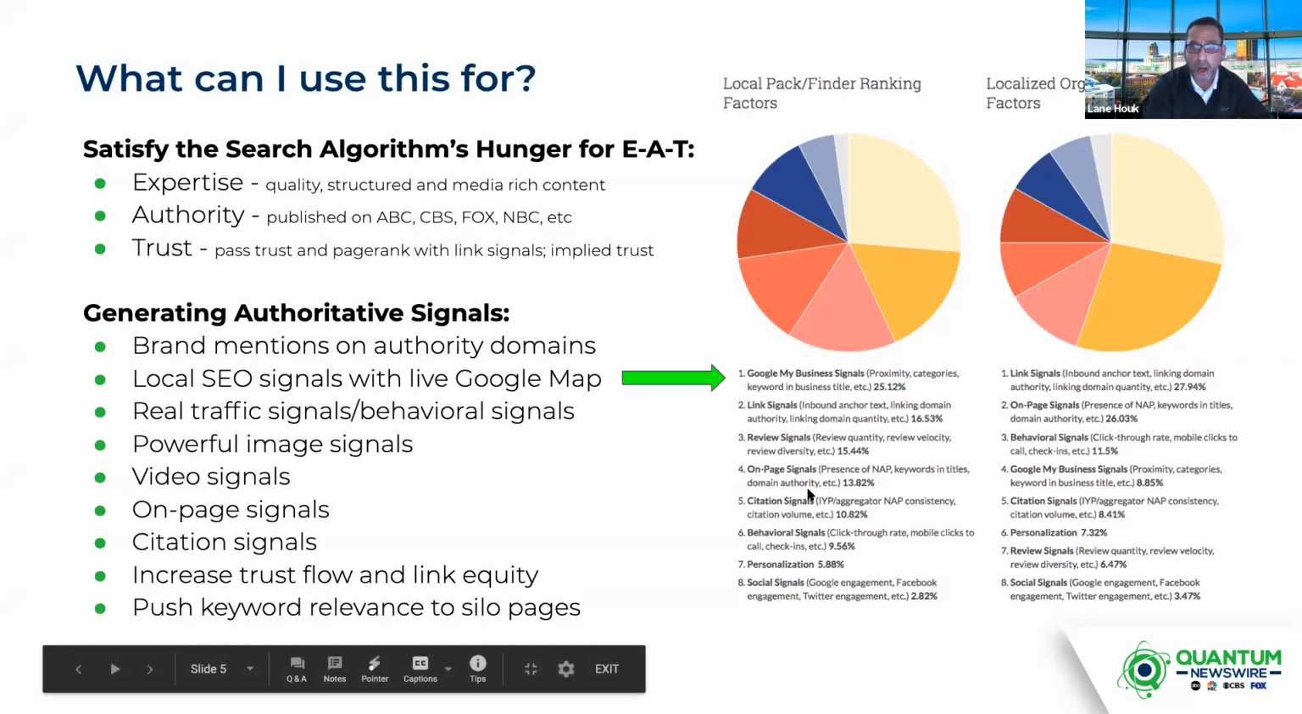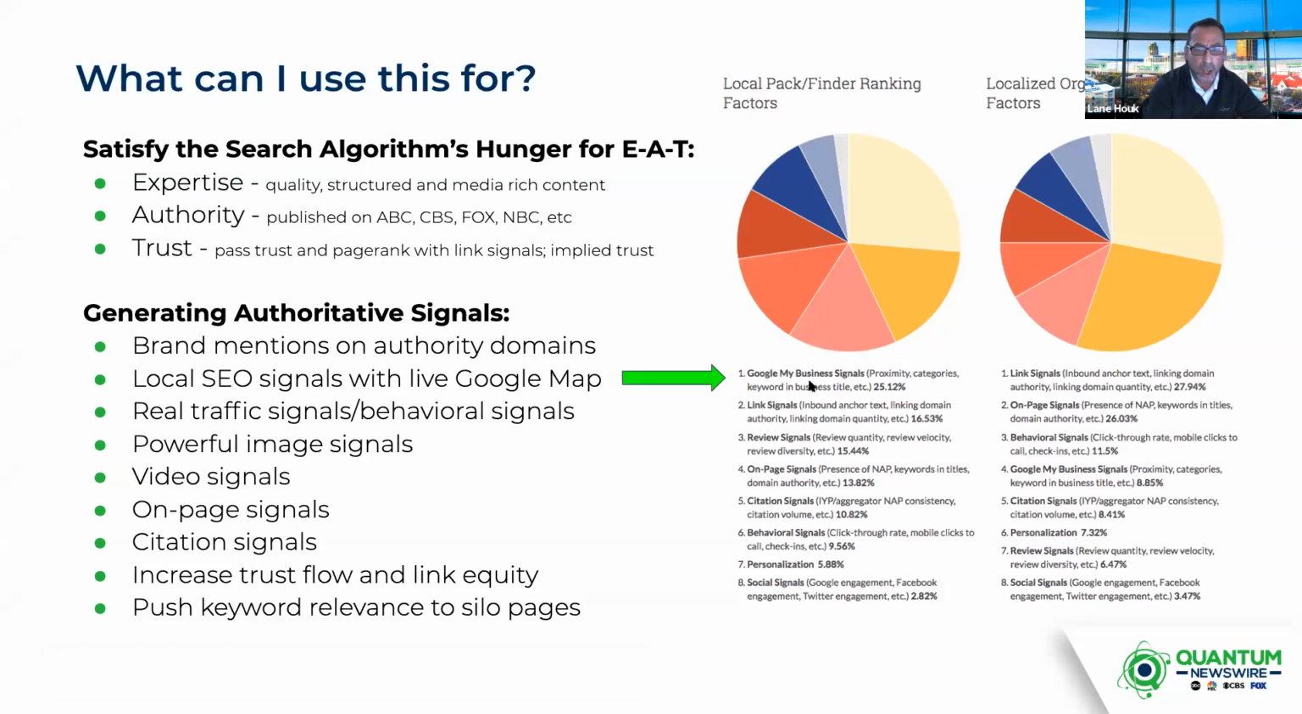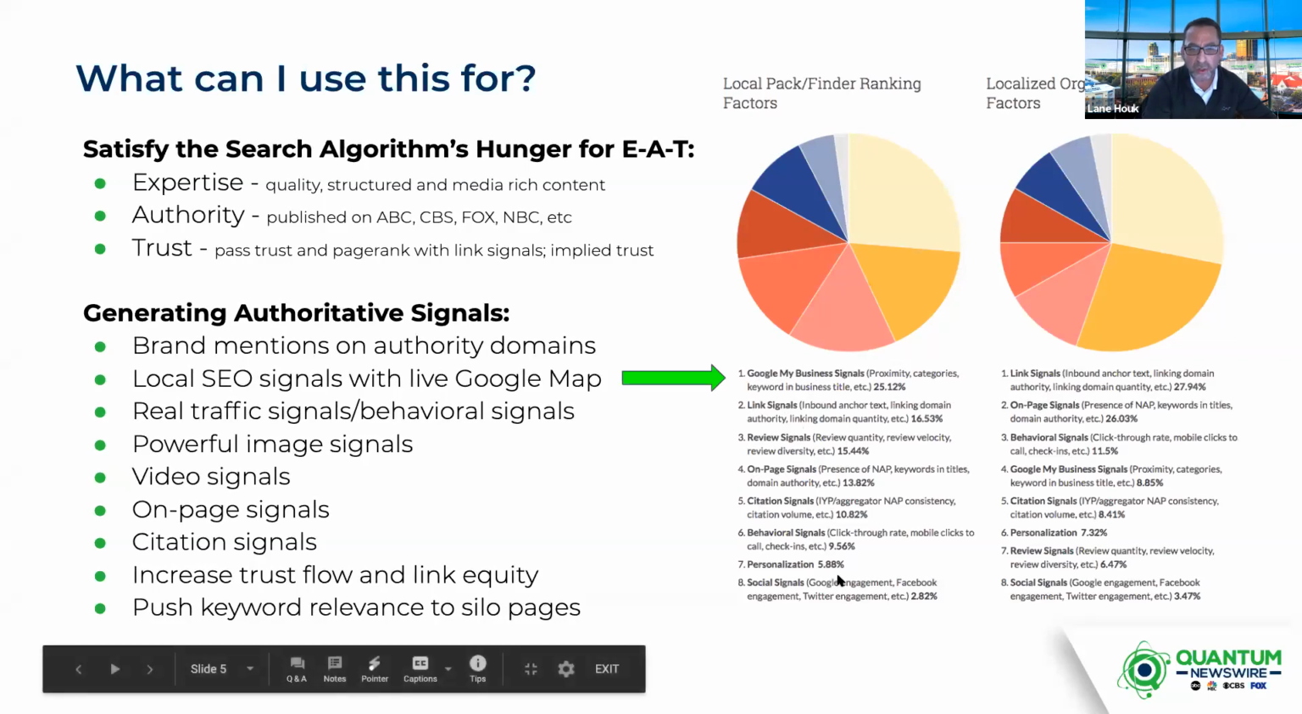So with one article of content in Quantum, you'll generate very authoritative, powerful GMB signals. You can produce link signals, both do follow and no follow. And also you can have good link variants. You can produce on-page signals, citation signals. You'll get behavioral signals with real live traffic and click-throughs from these authoritative media sites. And you can repurpose the live media site links into your social strategy and create really good social signals as well.